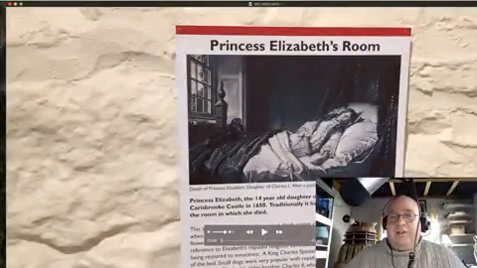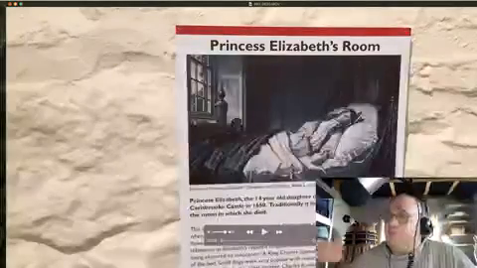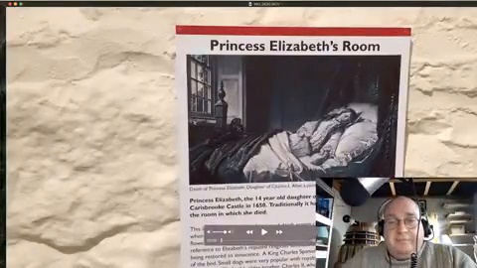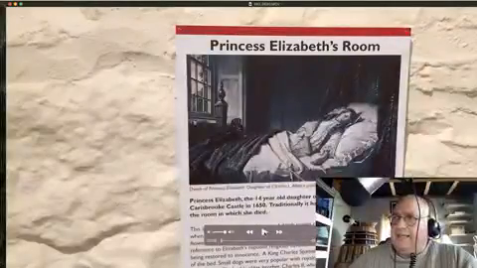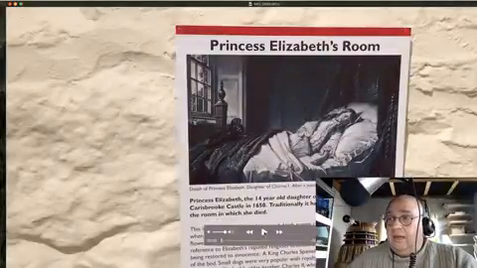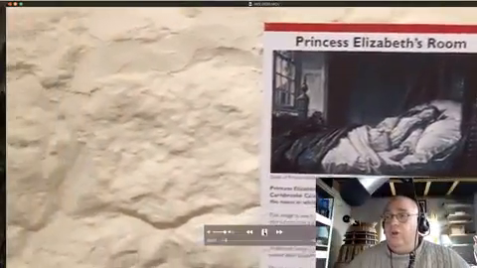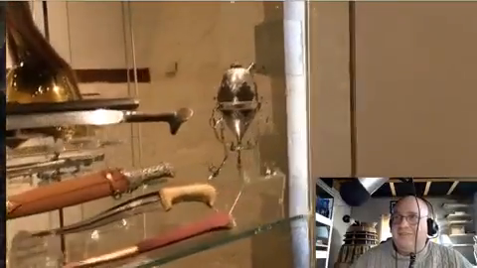Okay, so now we're going to Princess Elizabeth's room. Princess Elizabeth was the 14-year-old daughter of King Charles I, I'm sure you can see and read, and she died in Carisbrooke Castle in 1650, and she's said to still haunt this room. She's seen weeping at the window, weeping at the loss of her father, and hoping for her brother to come home. So she's seen weeping, looking out this window here, and hoping that her brother will come home and save them.